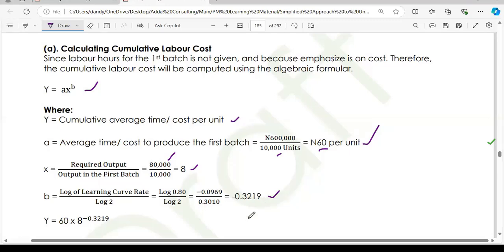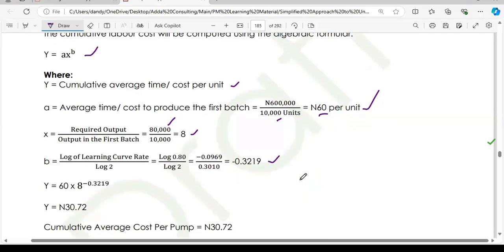So it's not compulsory that all times must be labor hours. If you are not given hours in the question, then you have to calculate labor cost. In this case, we are not given labor hours, and that's why we went ahead to compute the labor cost. Okay? Yeah, thank you. You're welcome.